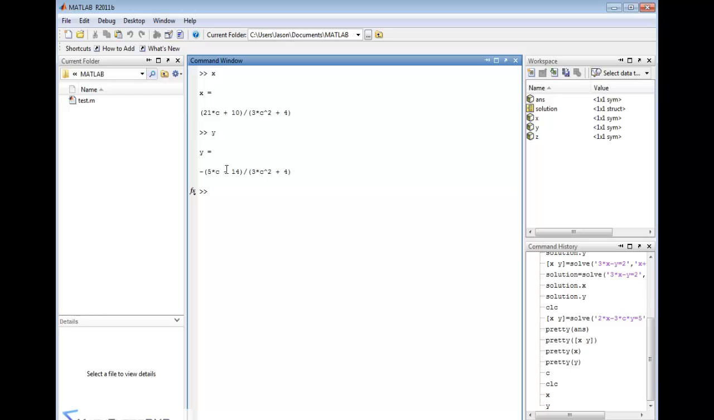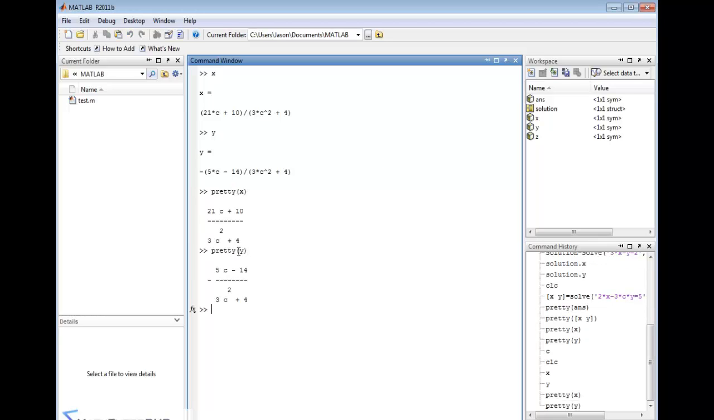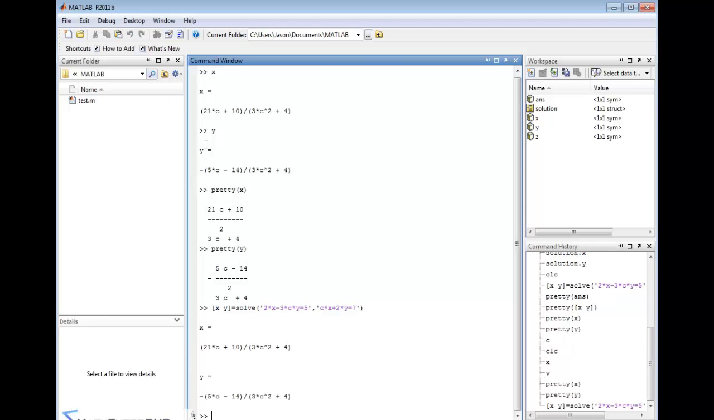And if you don't like really looking at the way this looks, you can say pretty x and pretty y, and these will be a little bit prettified: negative 5c minus 14 over 3c squared plus 4, and then you have the other one up here as well. So that is how you handle it, basically. You put the two equations in there in the quotations, and you assign the answers to a matrix that contains x and y. Now, the way we just did that a second ago was just like this.